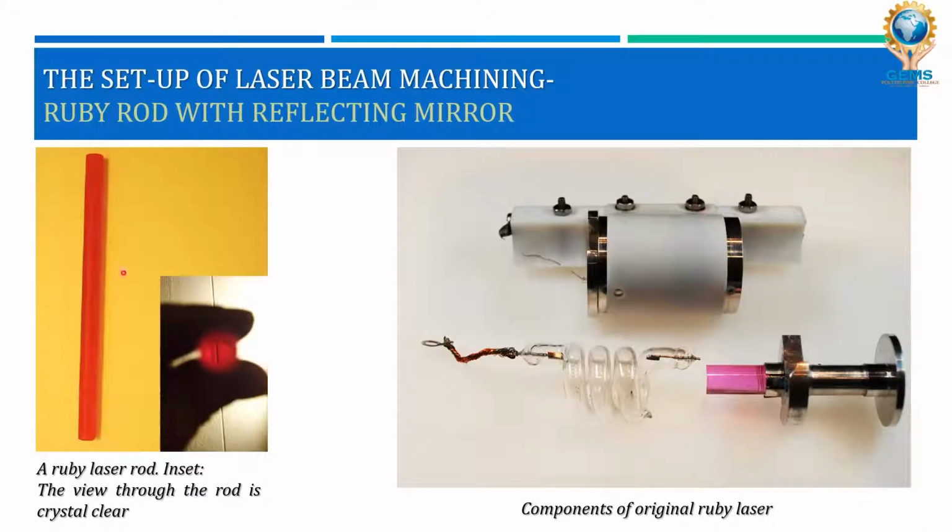See, this is how the actual ruby laser rod looks like. You can see the view through the rod is crystal clear. See, this is one person holding this ruby rod. From one end to the other end, it looks crystal clear. You can see this is the flash tube which surrounds the ruby rod, and this is how the actual ruby rod looks like. These are the components of the original ruby laser.